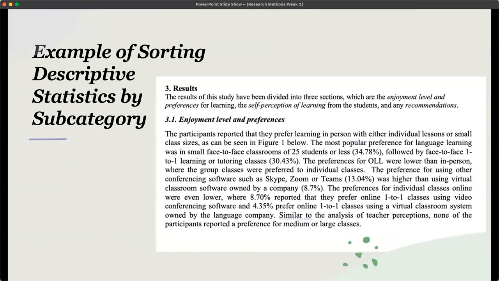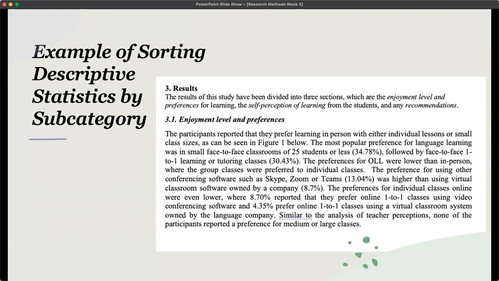So here's an example of sorting descriptive statistics by subcategory. So the results, and then 3.1, enjoyment level and preferences. This is where I'm saying sort the information. If you're getting their perceptions, sort the information into subcategories, so that way it's much easier for the reader to follow. I've seen students try to just go question by question, and then it feels like you're bouncing around a little bit when you're reading.